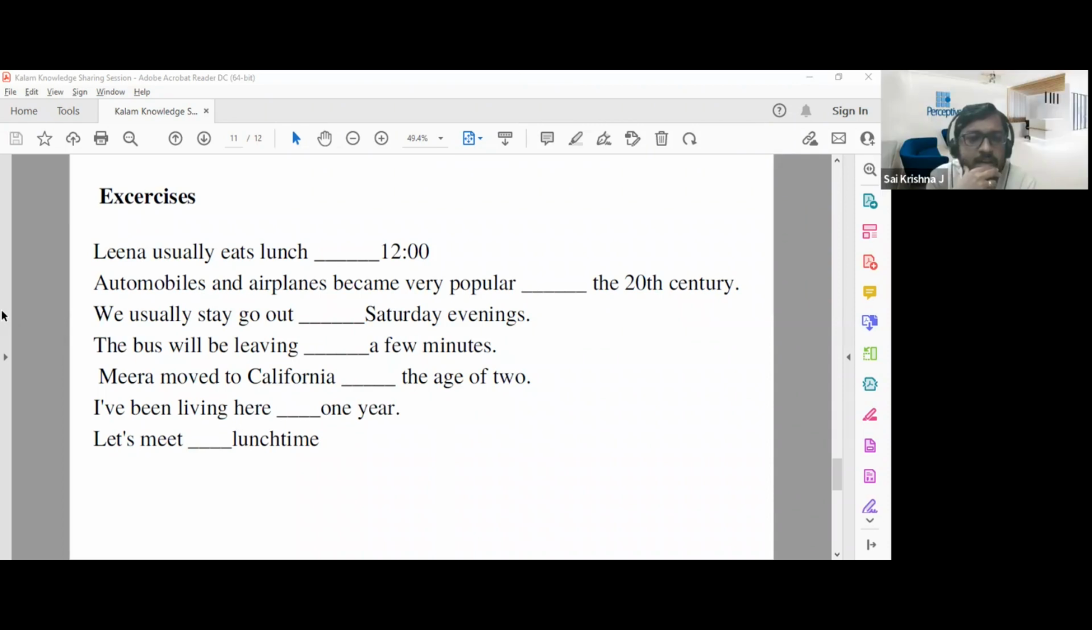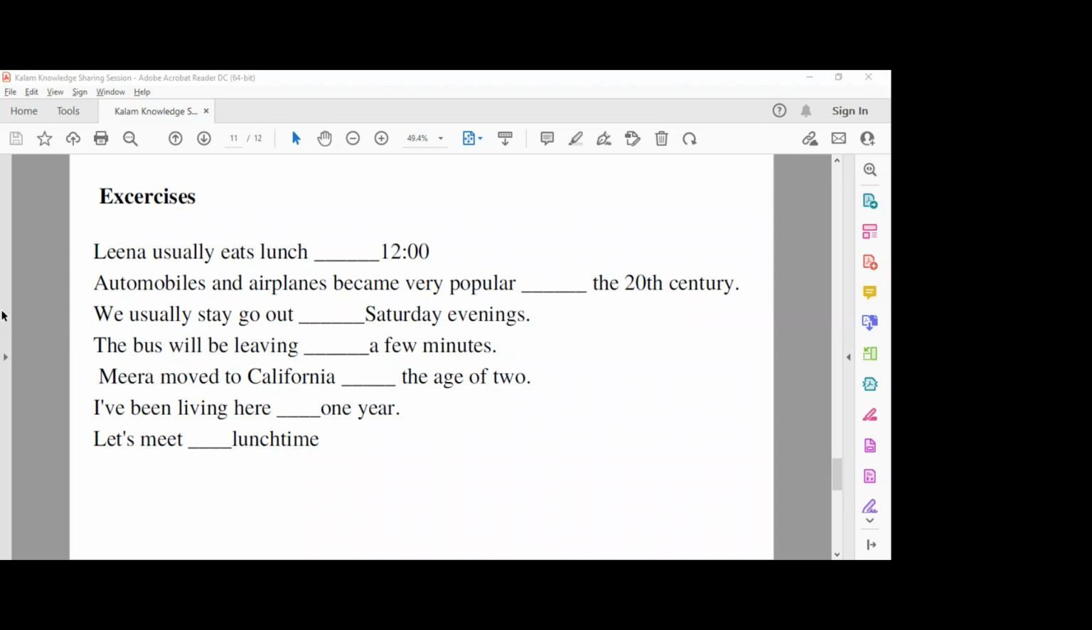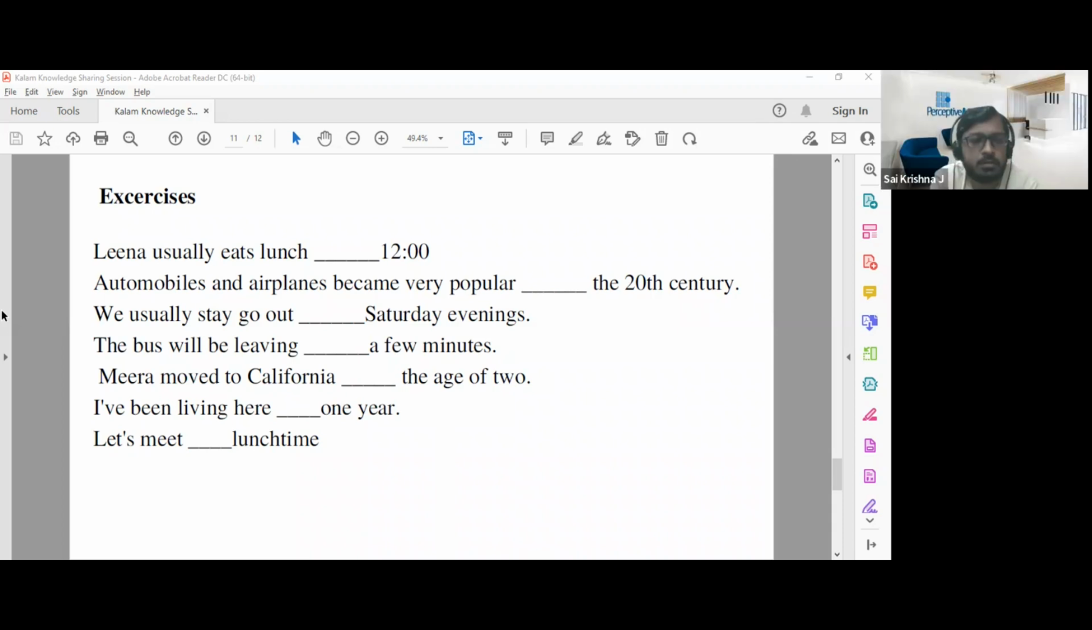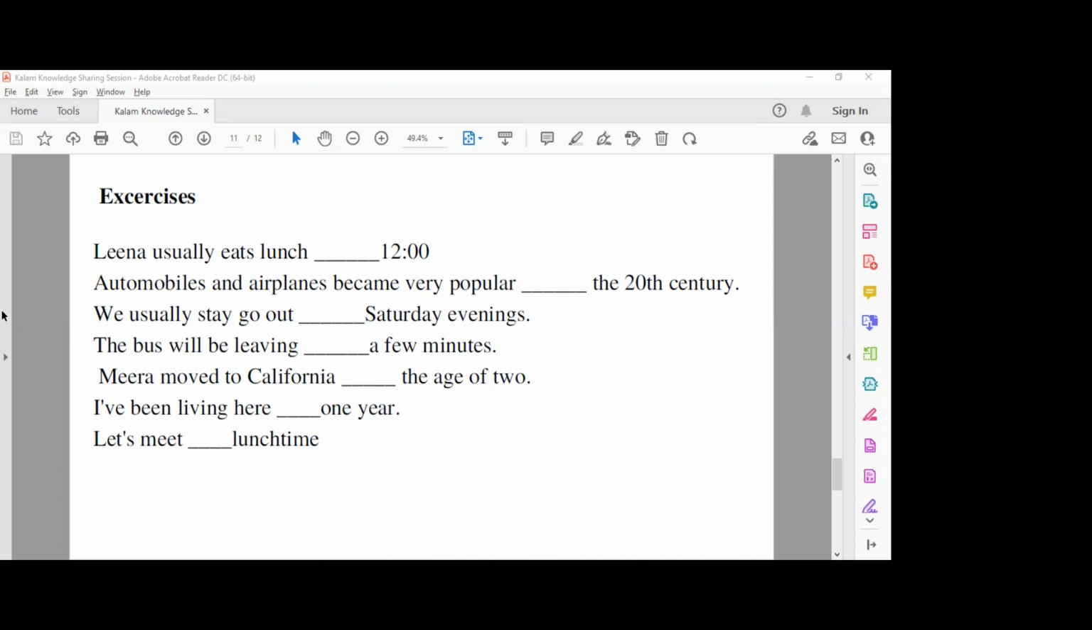I think for the California one it should be at the age of 2. But okay, maybe we'll check that. Here we are specifically talking about the age, so we have to use in only. Okay, I will check. One second. Yes, next slide.